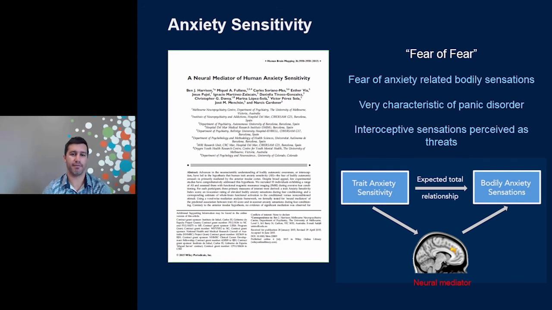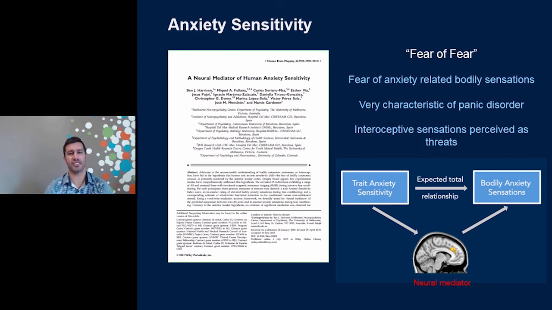And for one study, which we finished a couple of years ago, we focused on the concept or construct of anxiety sensitivity. What is anxiety sensitivity? It's been often described as the fear of fear. It's essentially an anxiety trait measurement that characterizes the degree to which a person is afraid of bodily anxiety sensations. So it's very characteristic of panic disorder, but anxiety disorders more broadly. In other words, to what extent interoceptive sensations, bodily anxiety sensations, are seen as threatening.